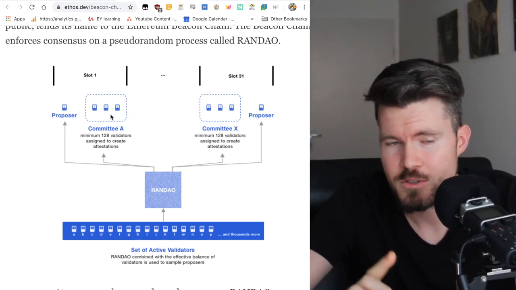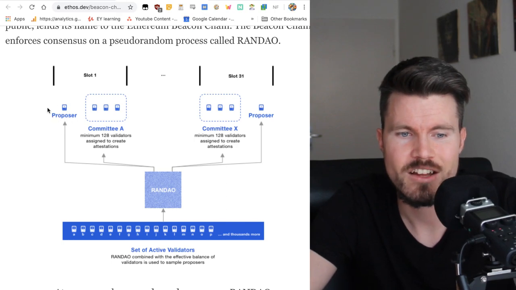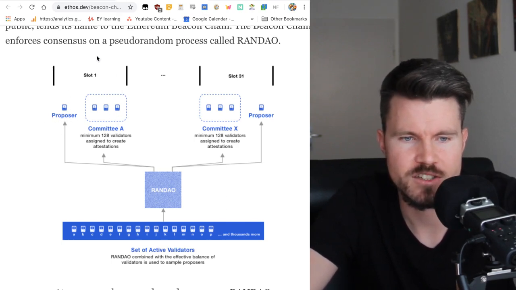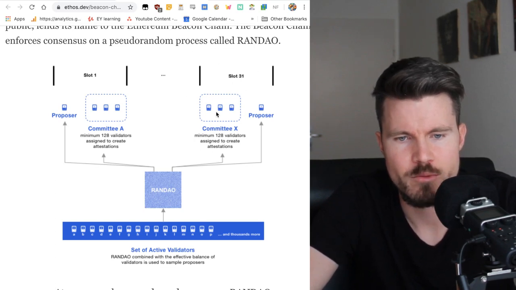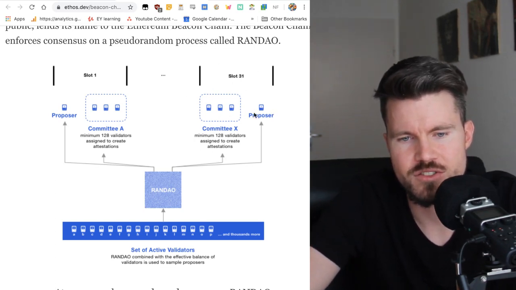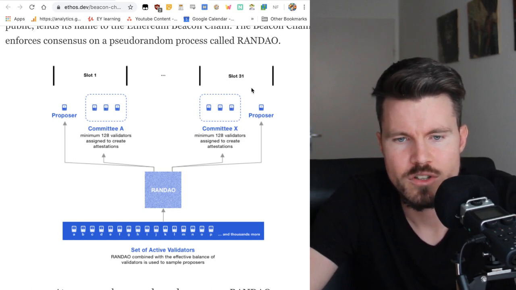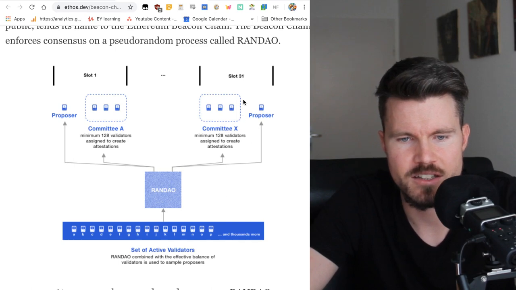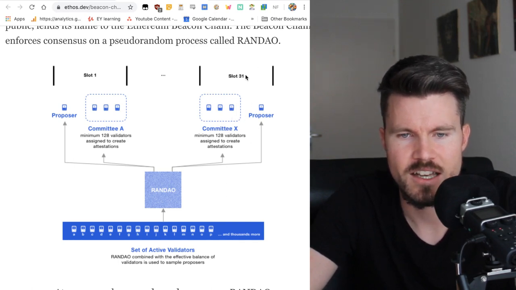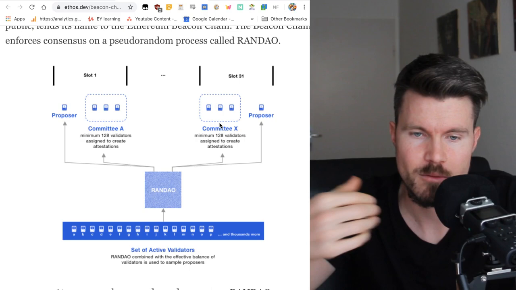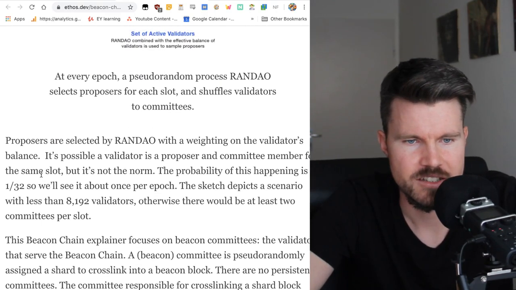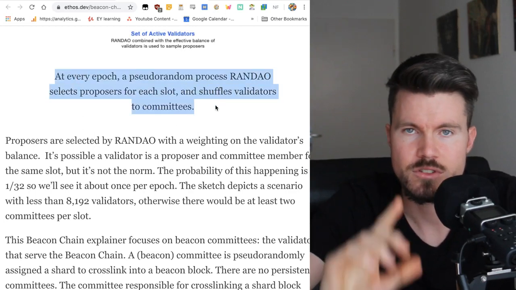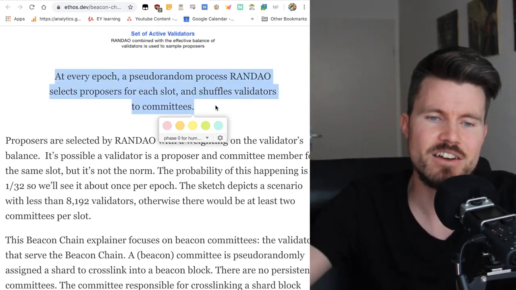However, it is possible that a proposer can also be part of a committee, and this would be for slot one. And for slot 31, you've got another committee of 128 validators who vote. The proposer adds one block for slot 31, and this committee then votes and says that this block is all right and can be added to this slot. And you have to know this is important, and it's at every epoch.